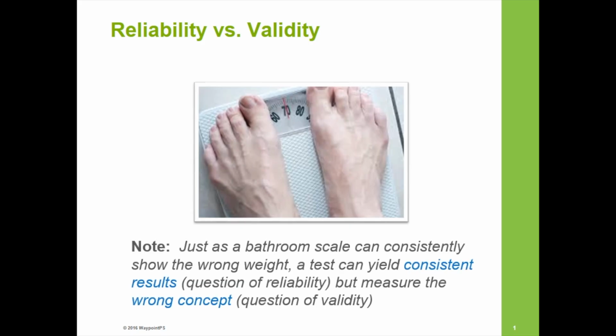So the point I'm trying to make here is, just as a bathroom scale can consistently show the wrong weight, a test or an assessment can yield consistent results in the sense that it can be highly reliable, but because it's really not measuring what it intended to measure, the test or assessment can be invalid or less than valid. That's an important point.